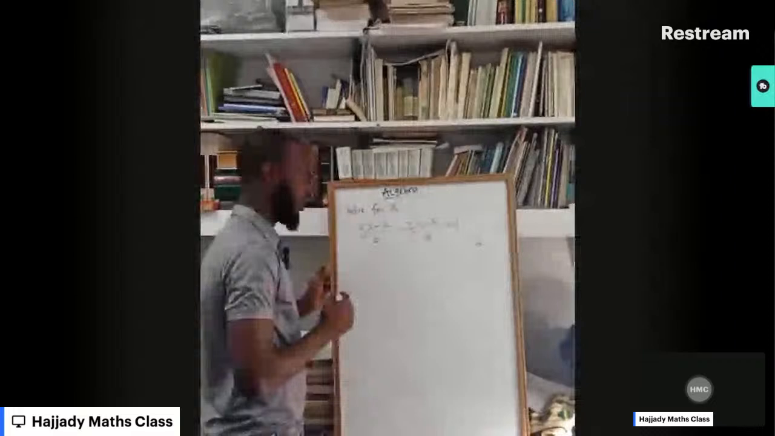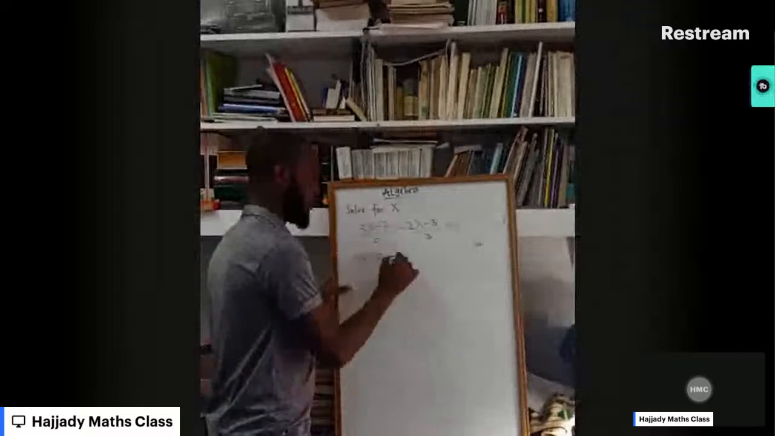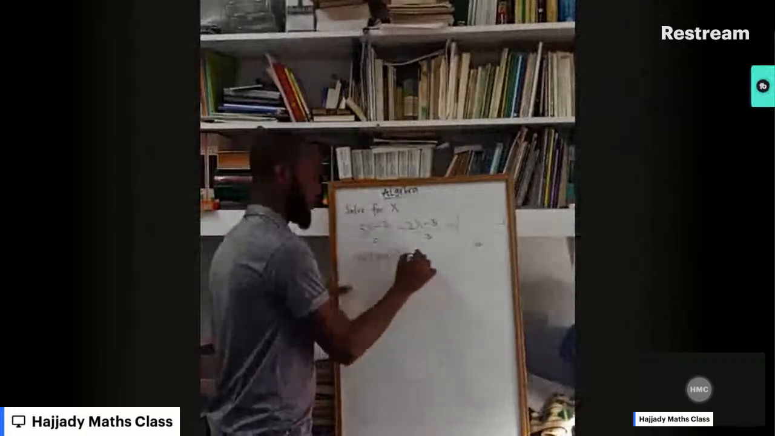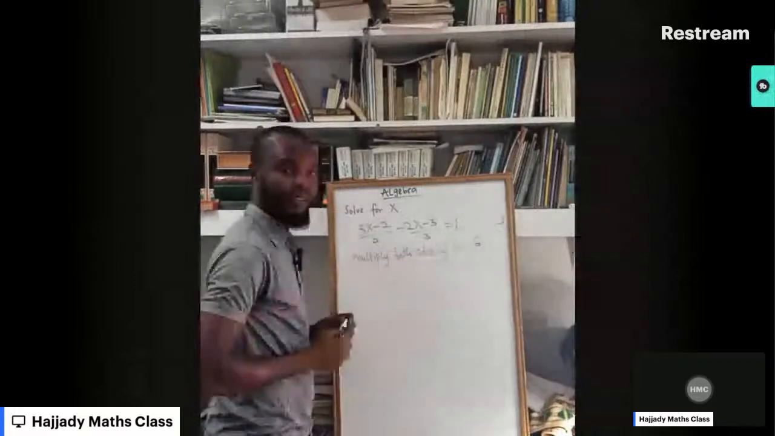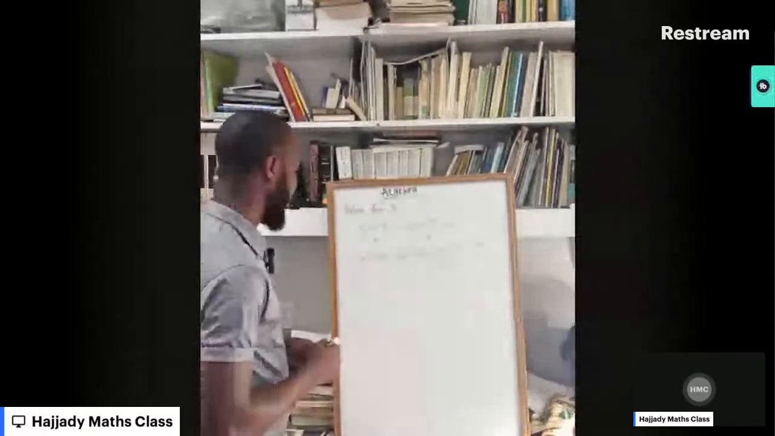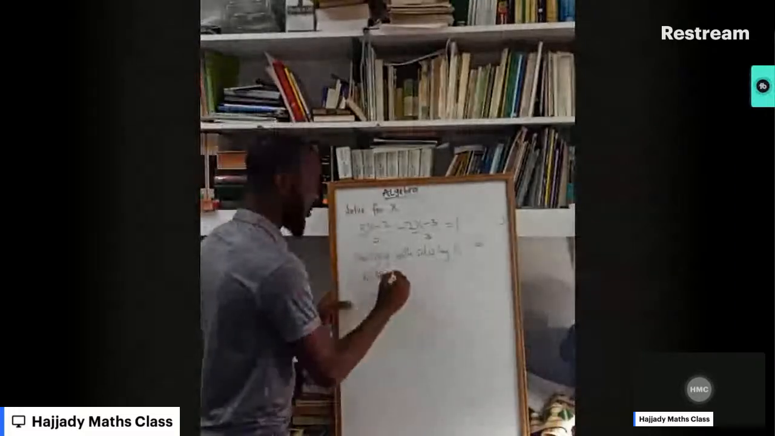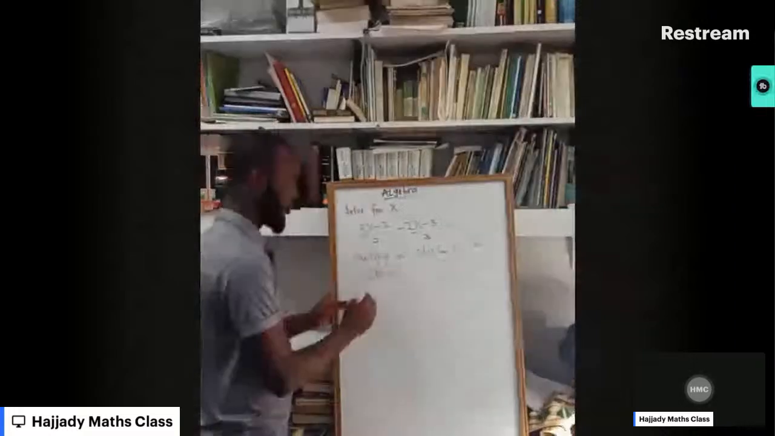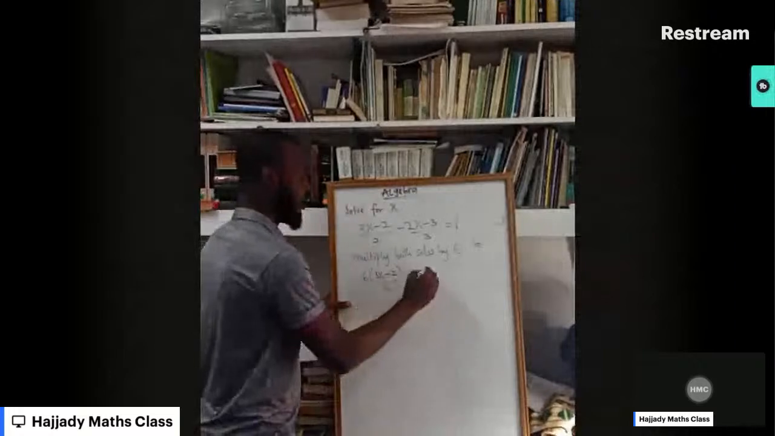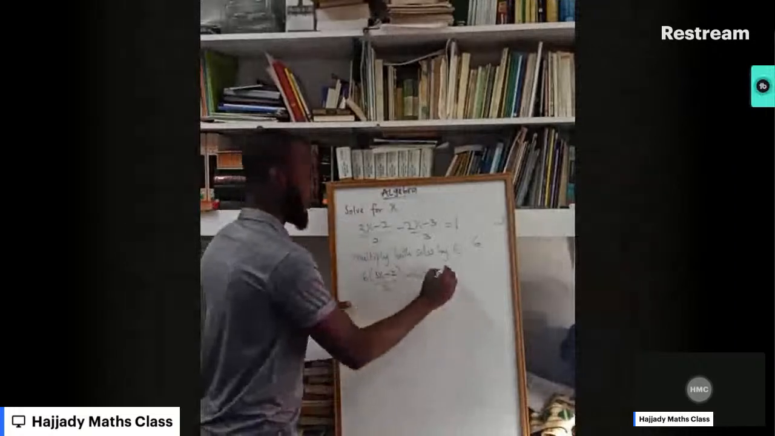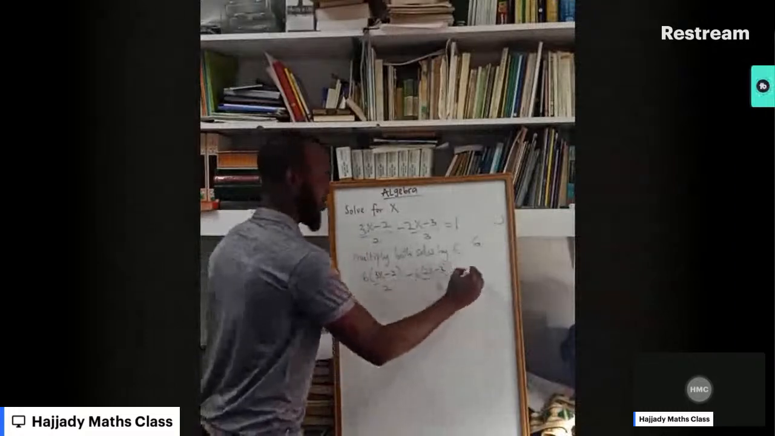So the next thing is to multiply both sides by what? By 6, which is the LCM. Okay? So multiplying both sides by 6 here, I'm going to have 6, 3x minus 2 over 2 minus 6, 2x minus 3 over 3 equals 6 multiplied by 1.